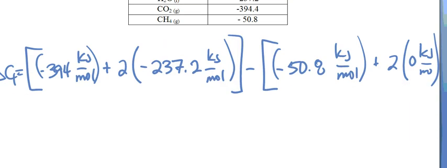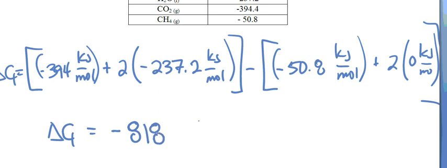Okay. So then we get to do our calculation here. So box that all in. So delta G, do the calculation. So negative 394 plus 2 times negative 237.2. And a minus 50.8. So around a negative 818, I believe. Negative 817. We'll round that up. And that's kilojoules per mole.